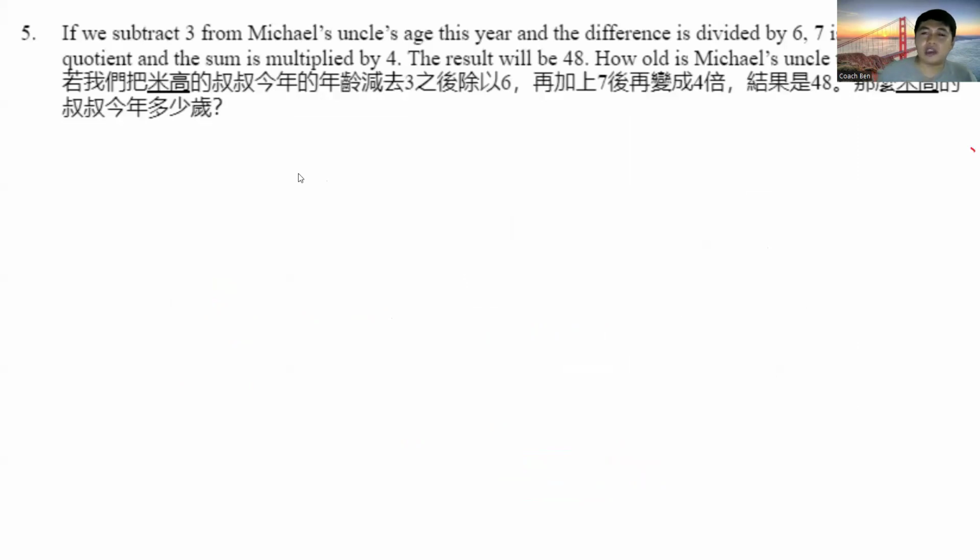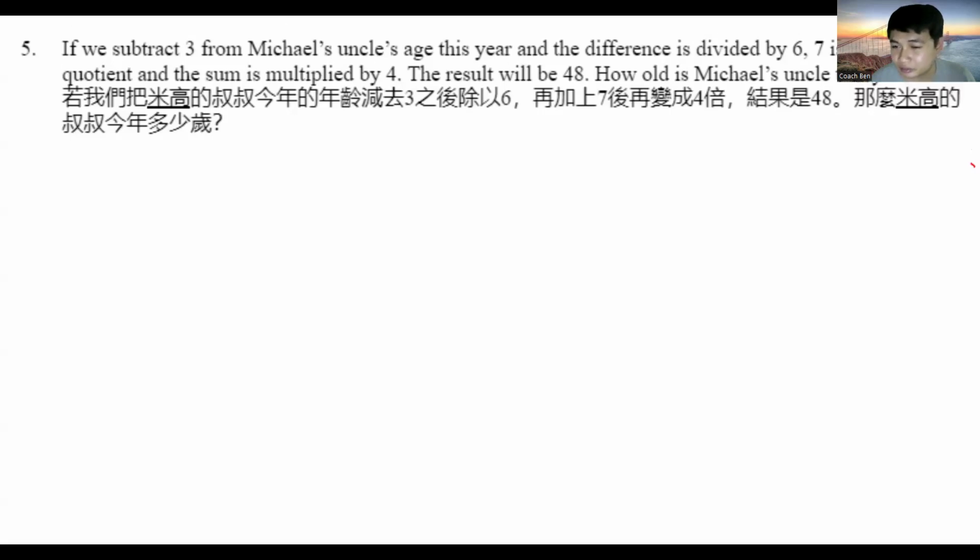Okay, number 5. If we subtract 3 from Michael's uncle's age this year, and the difference is divided by 6, 7 is added to the quotient, and the sum is multiplied by 4, the result will be 48. How old is Michael's uncle this year? Does anybody want to volunteer for number 5? Me. Okay, I see Aiden. Do you want to answer? Yes, I want to answer.